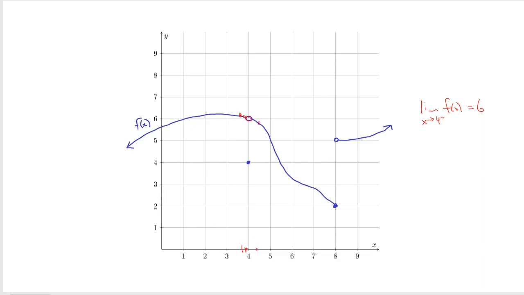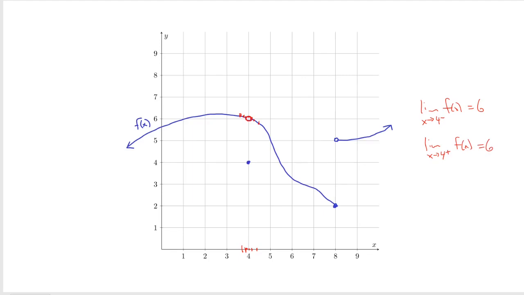You get a function value like that one right there, and then get even closer to 4 from the right, and you get some value over here. And as you get really close to 4 from the right, you start getting closer and closer to this hole here again, and we would say, once again, that the limit as x approaches 4 from the right of f of x is also equal to 6.